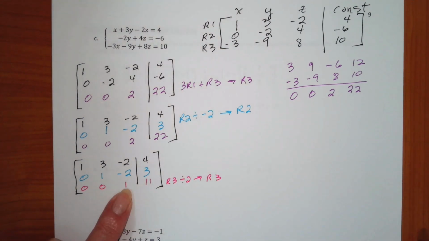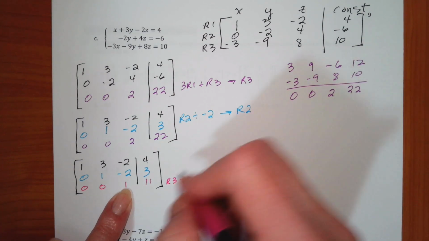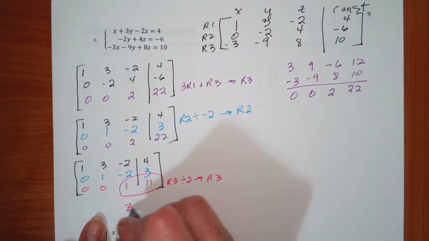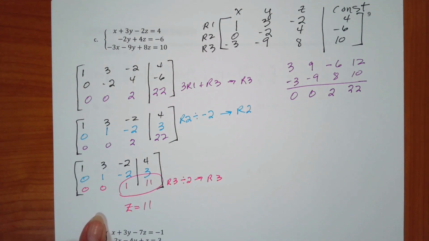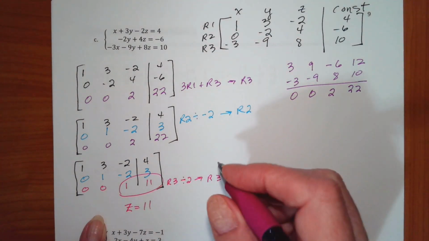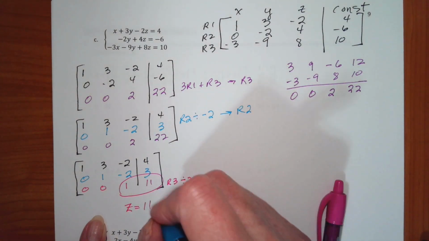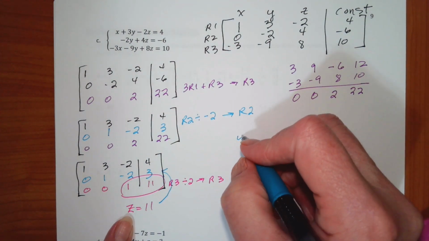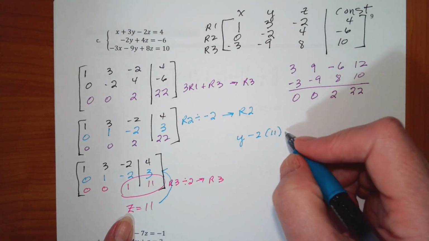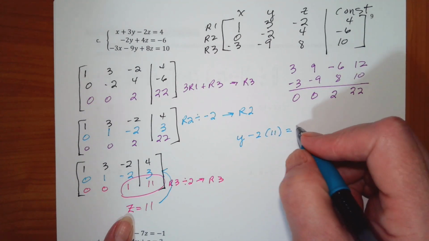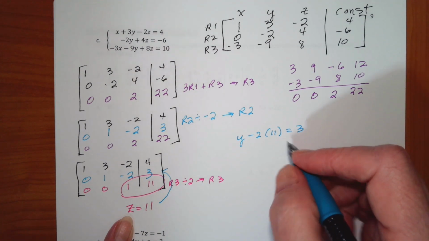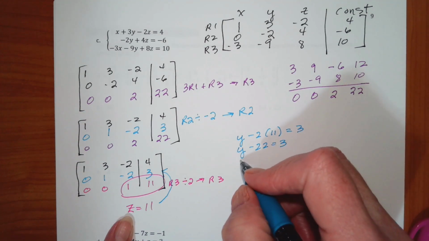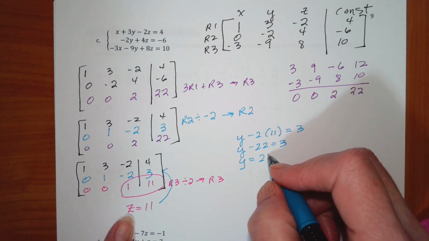Okay, so what does this tell me? This tells me at the bottom here that z is equal to 11. I'm going to take that and move it up a row and find y. So that's going to give me y minus 2 times 11 is equal to 3. So y minus 22 is equal to 3. So that tells me that y is 25.